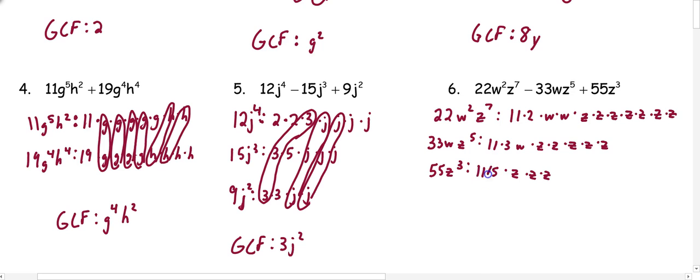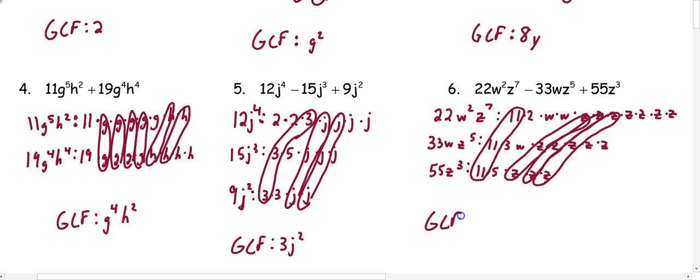So the GCF, they all have 11 in common, which makes sense because all the numbers are divisible by 11 in this case. And they have 3 z's in common because the lowest exponent is z cubed. So when I write out my GCF, it is 11z cubed because there were 3 z's that were in common.